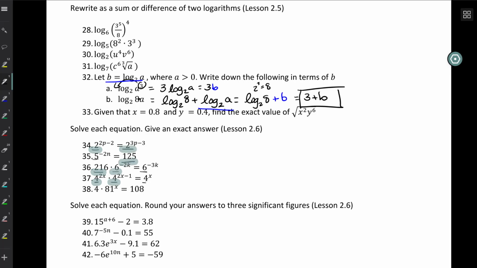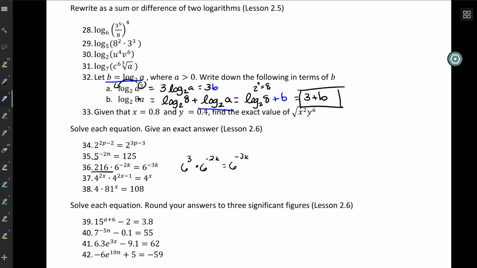So 36, 216 times 6 to the negative 2k equals 6 to the negative 3k. You might not remember this, but I do know my powers of 6 for at least a few of them. And I know that 216 is 6 to the third power, okay? So I can rewrite this expression as 6 to the third power times 6 to the negative 2k equals 6 to the negative 3k. And we're almost there.